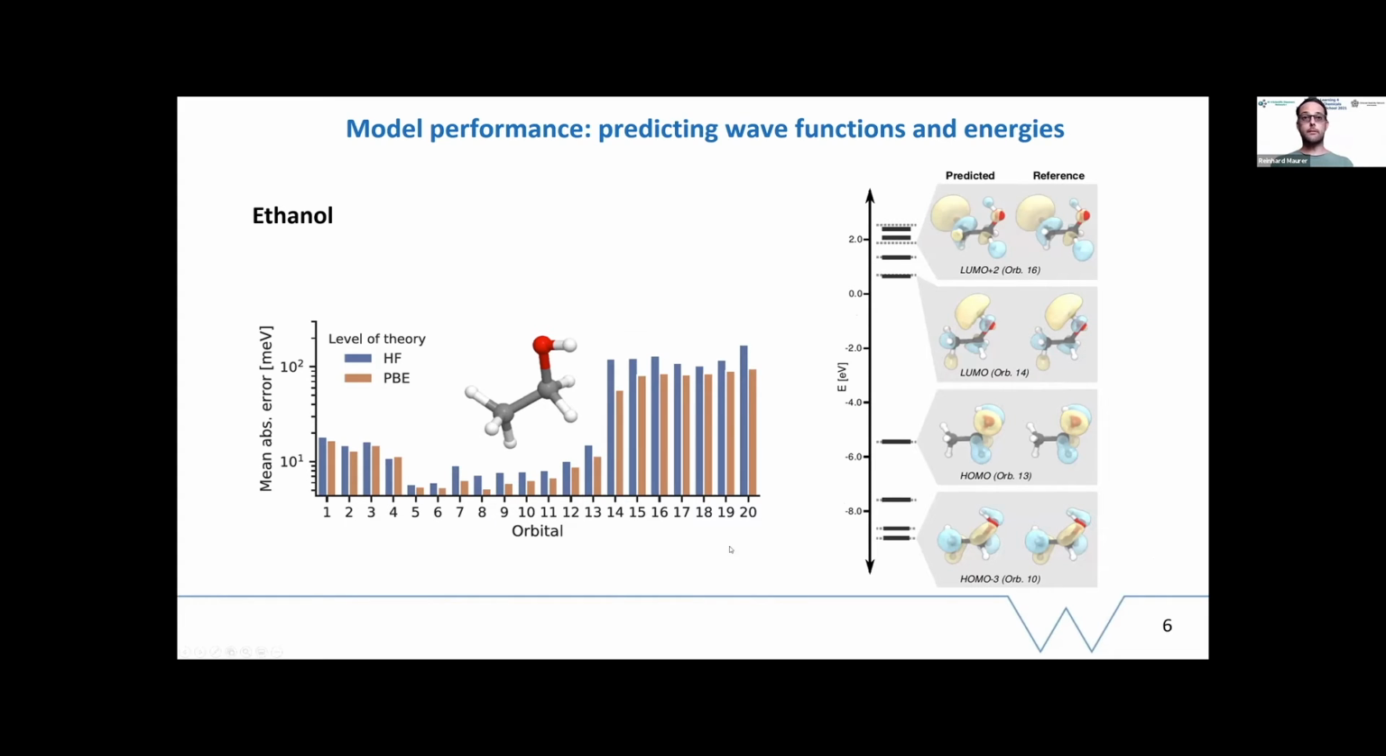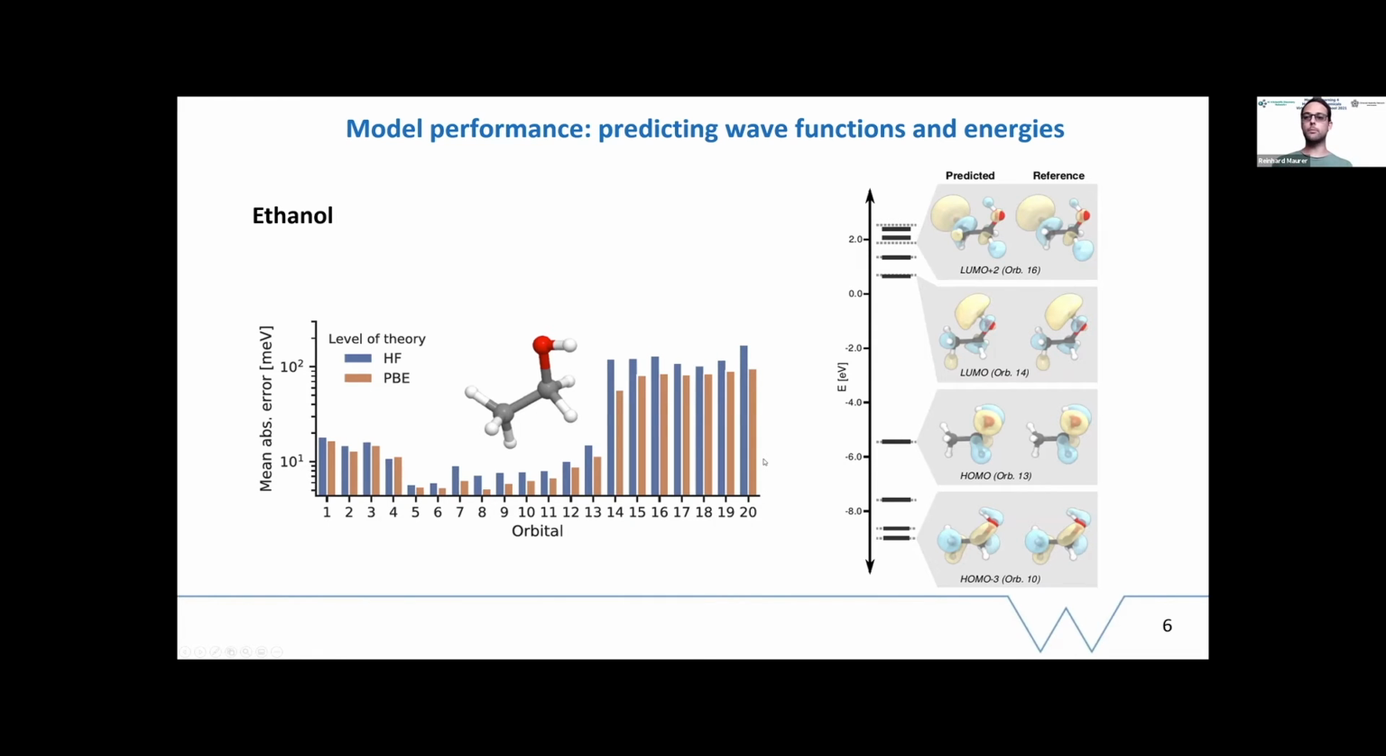And on the graph here, I hope you can see my mouse, you can see the mean absolute error prediction on the orbital energies. So the first 13 here would be the occupied energy levels up to the HOMO, highest occupied molecular orbital. 14 upwards would be the unoccupied states, so lowest unoccupied molecular orbital upwards. And you can see that the errors are quite different. So we are in the milli-eV error for occupied states and at about tens of milli-eV error for the unoccupied states. And this is because unoccupied states are a bit harder to learn.